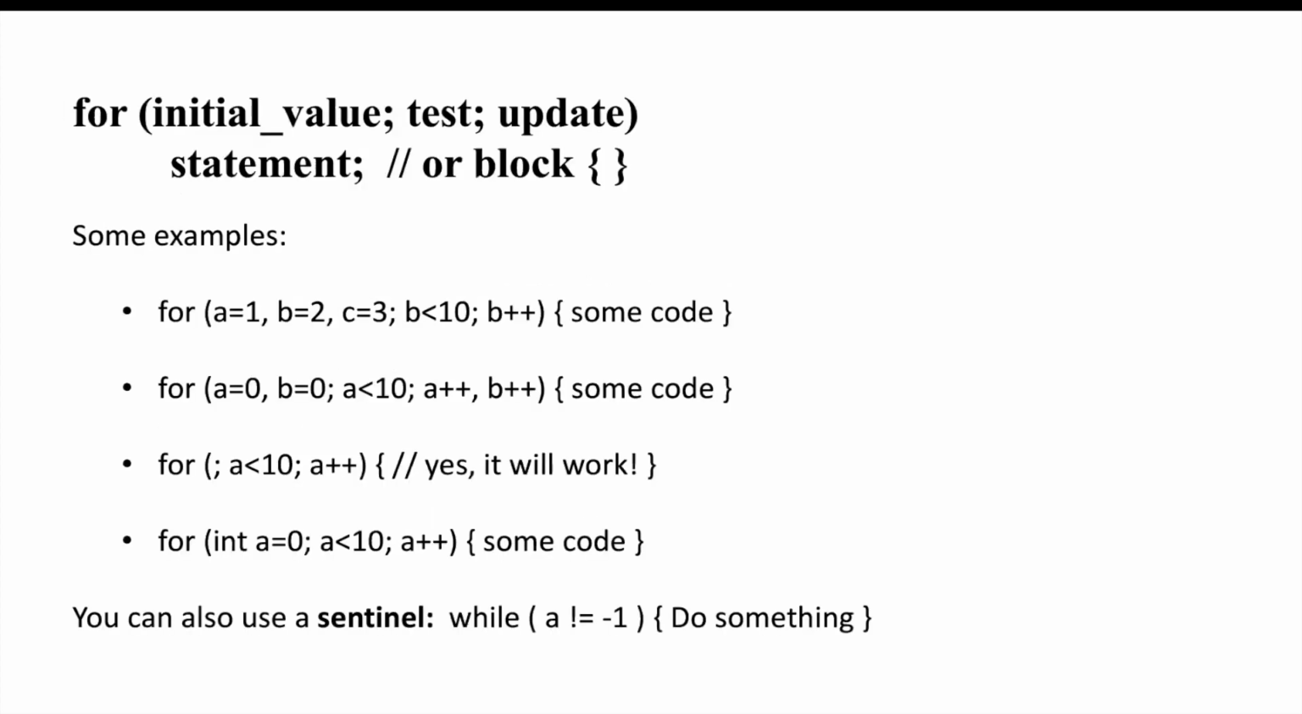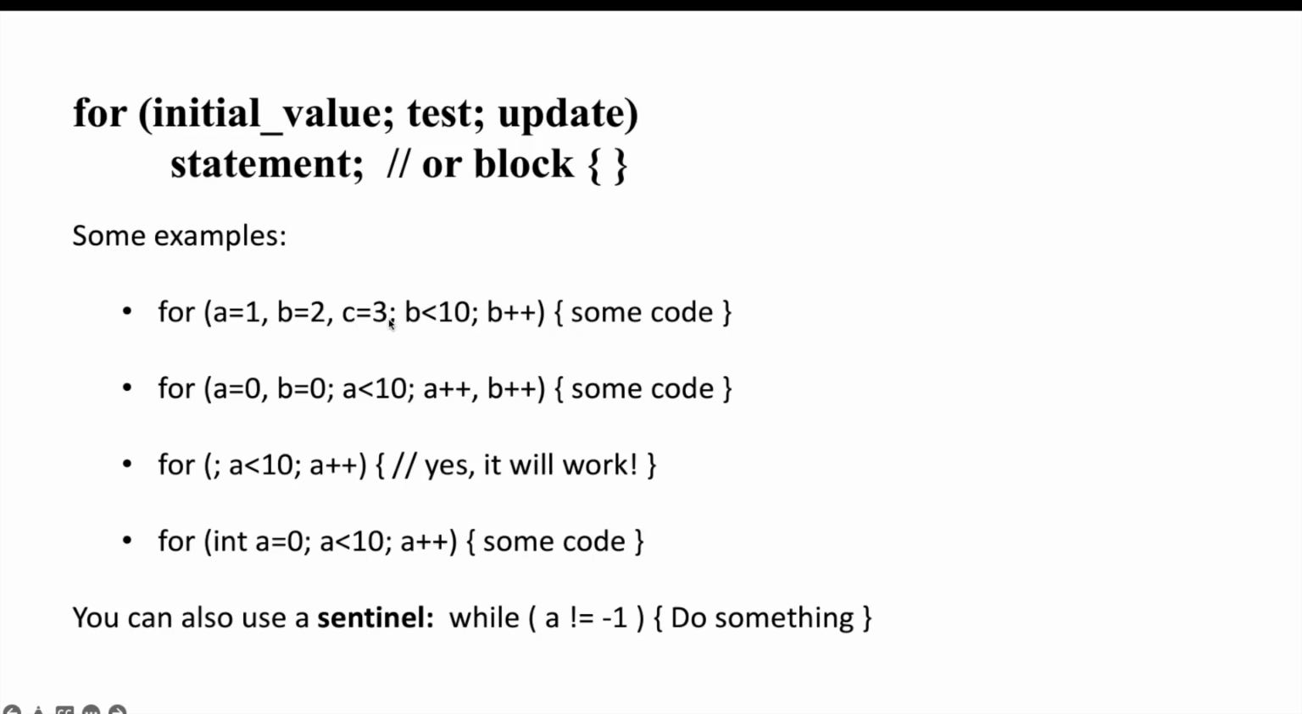Then our third loop is the for, and then we have an initial value, a test, and an update, and then we can do the statement or a block. Some of the things you can do with a for loop, I have 3 variables, a equals 1, b equals 2, c equals 3, expression, and then I'm incrementing b. Now, of course, I can have a one-line statement or some code.